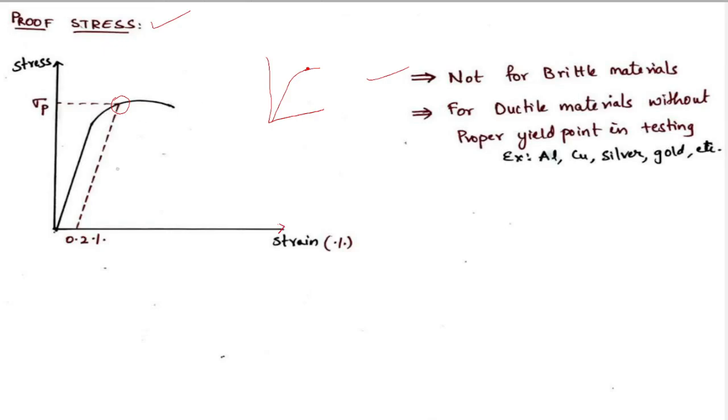After drawing a normal stress strain curve, we have to consider a strain of 0.2%, that is 0.002, and we have to draw a line parallel to the stress strain curve this way. It will intersect the stress strain curve at one point. That point is nothing but the proof stress. This is generally used for ductile materials which don't have a proper yield point, for example aluminium, copper, silver, gold, etc.